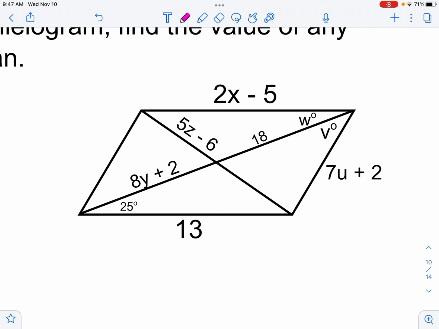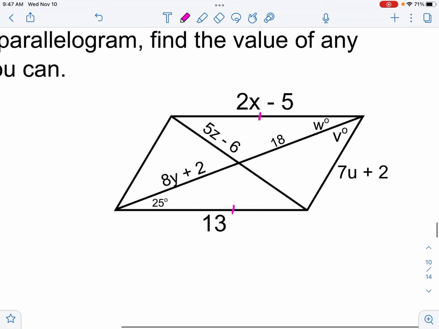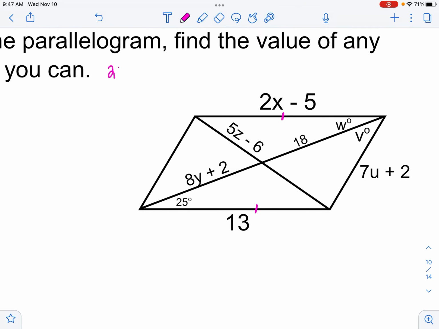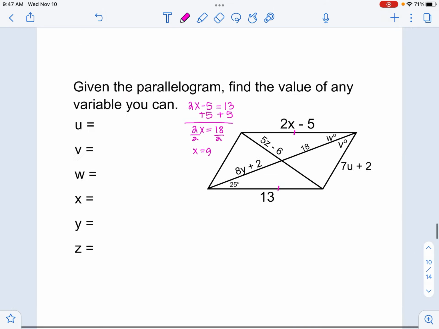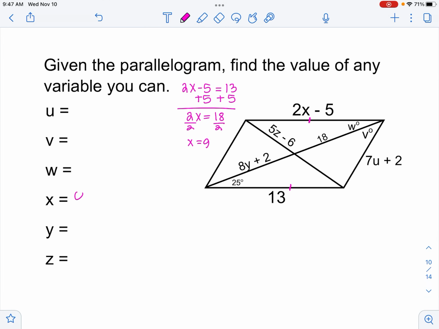Okay, so first thing I'm going to do is I'll do these sides first. I know opposite sides are congruent, so I know that this side's congruent to this side. So I look and I say, oh, I can solve for x now. So I'm going to do 2x minus 5 is equal to 13. Add 5 to both sides. 2x is equal to 18. Divide by 2. And we get x is 9. So I can add that to my list of things I need to find.